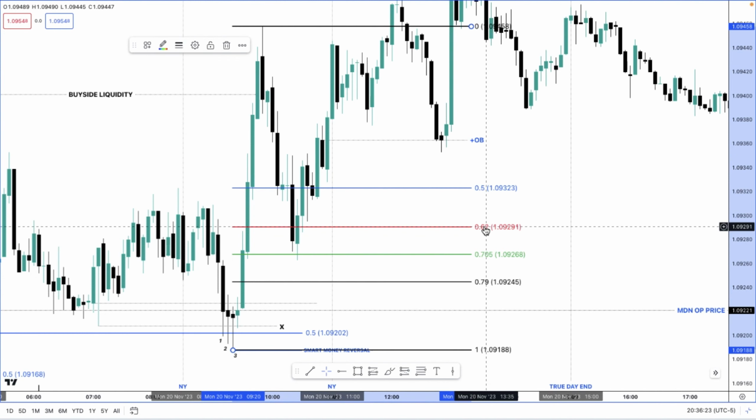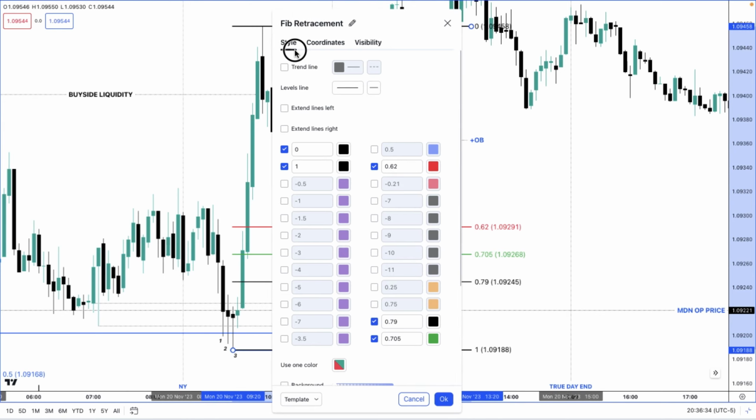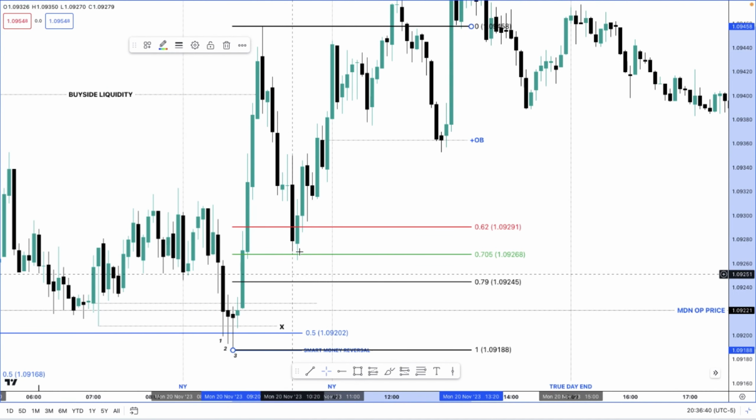0.62, 0.70, and we don't expect price to trade to 0.79. As you can see, it didn't trade to 0.79. Traded to 0.62. Sniper entry at 0.70.